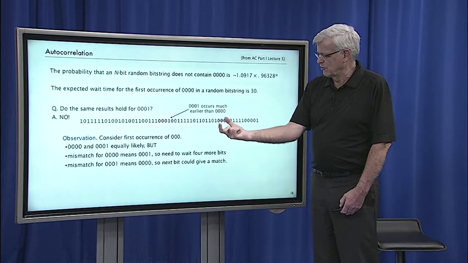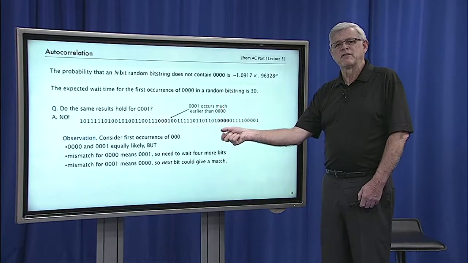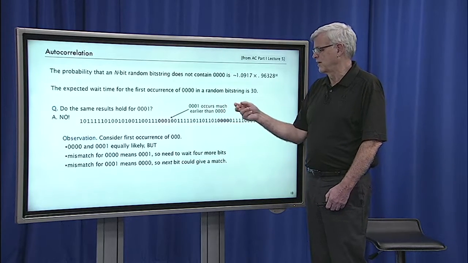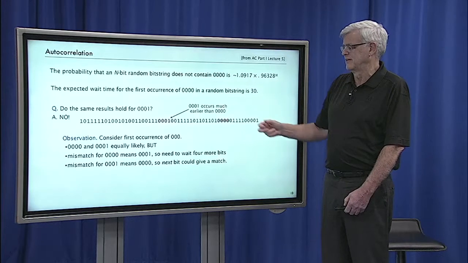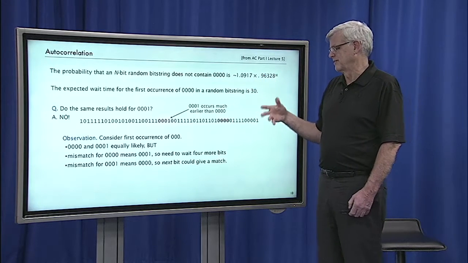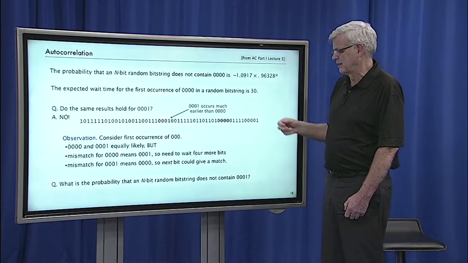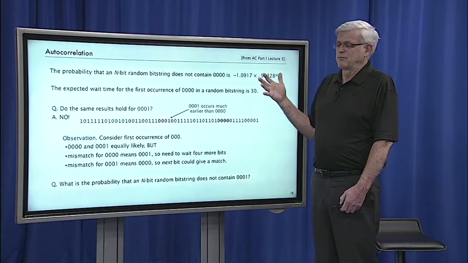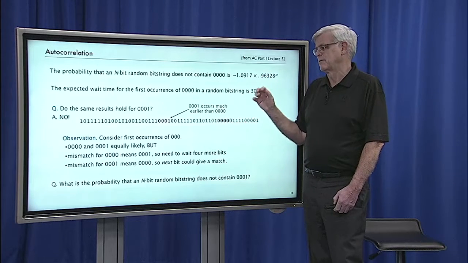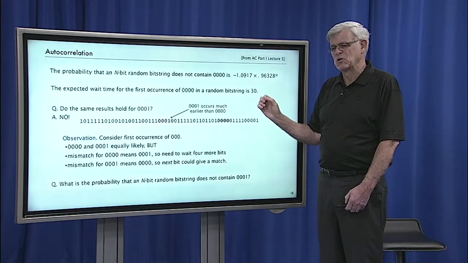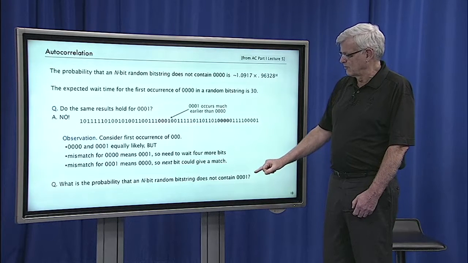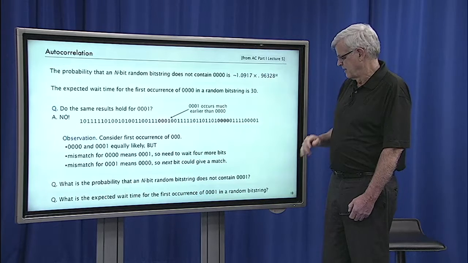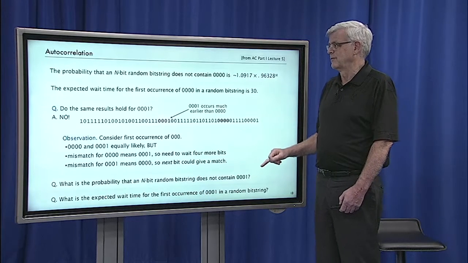But if you're looking for 001 and the next bit is a 0, it could be that the next bit gives a match. So you ought to find 0001 sooner than 0000. That's just intuition. We'll show this analytically in just a minute. There are lots of practical problems where we care about when patterns occur in random bit strings. So what is the probability that it doesn't contain 001, and what's the wait time for 0001?